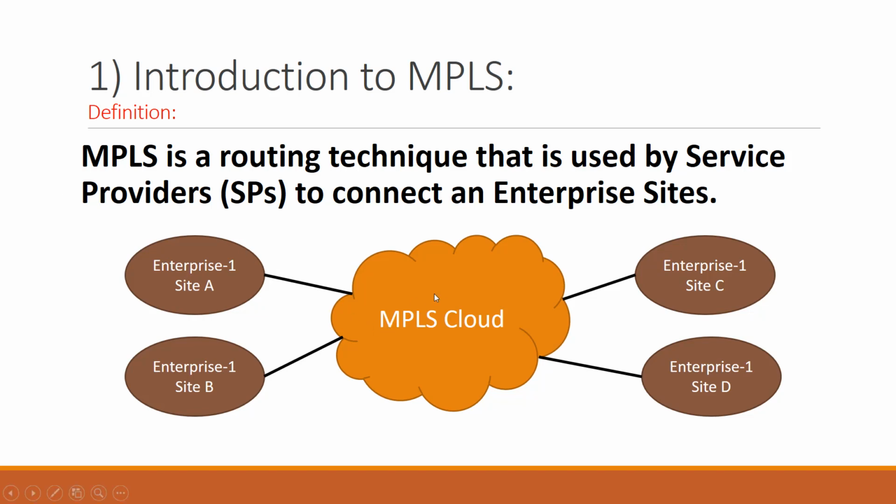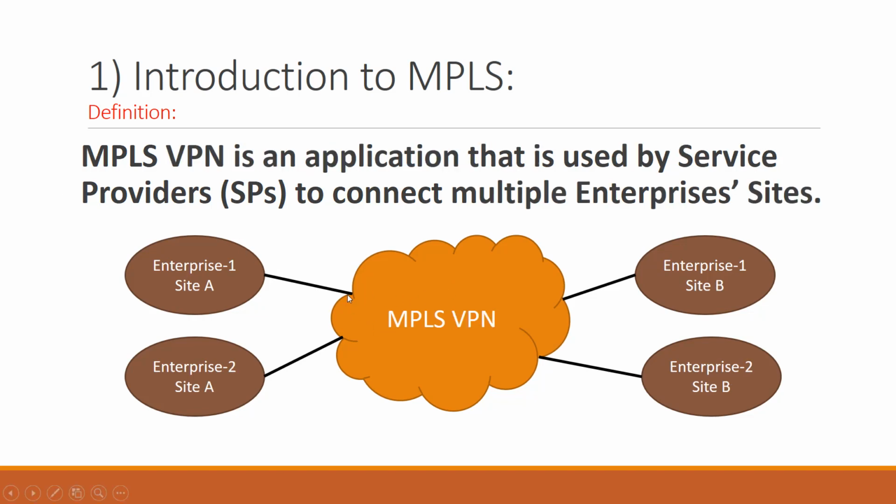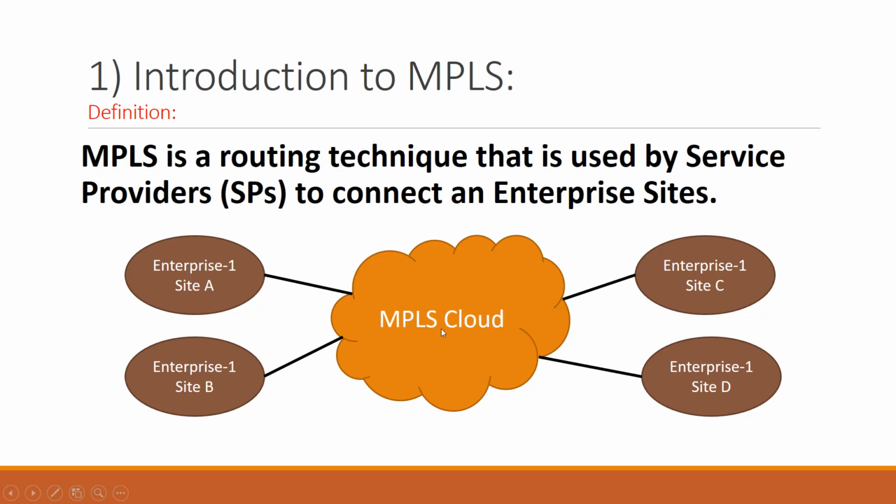So we have here service provider. We have here service provider in this cloud. It has MPLS network, and we have enterprise one that has 4 sites, site A, B, C, and D. They are interconnected to each other through the service provider MPLS cloud. So as a definition, MPLS is a routing technique that will be used inside the service provider network to connect all these sites that belongs to the same enterprise.